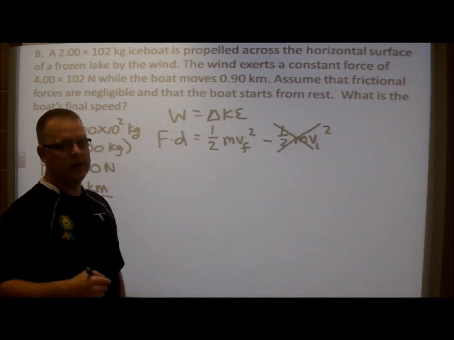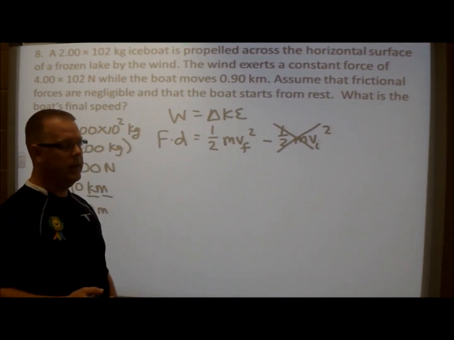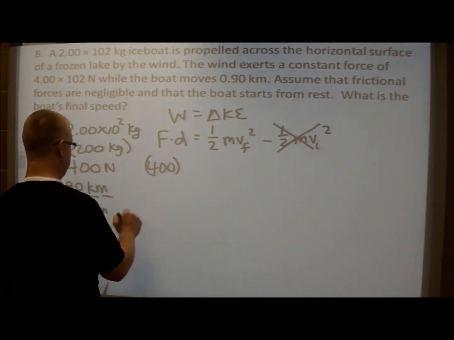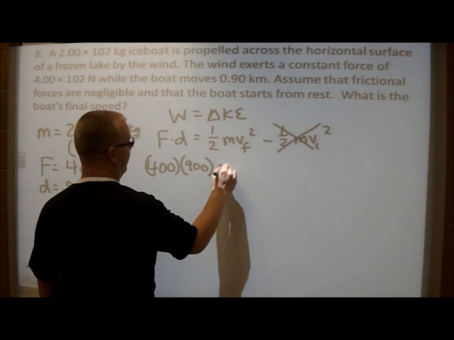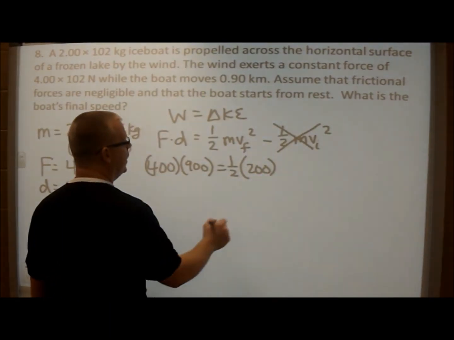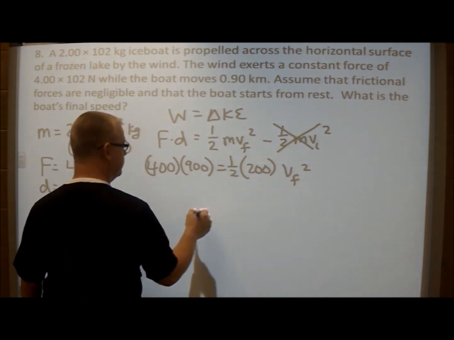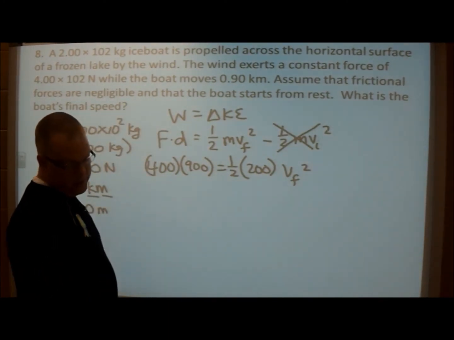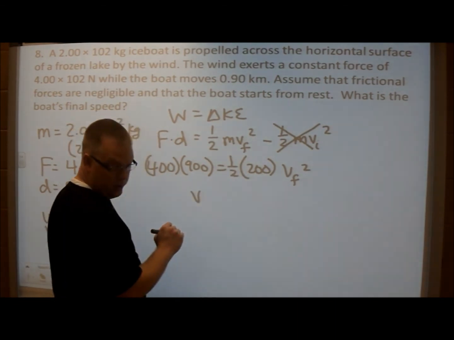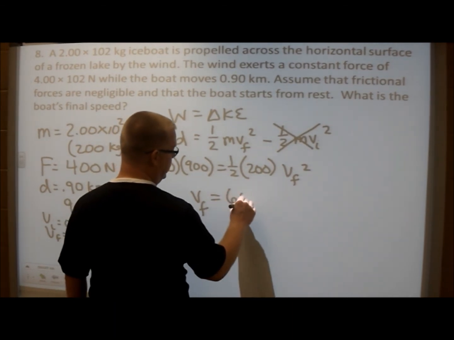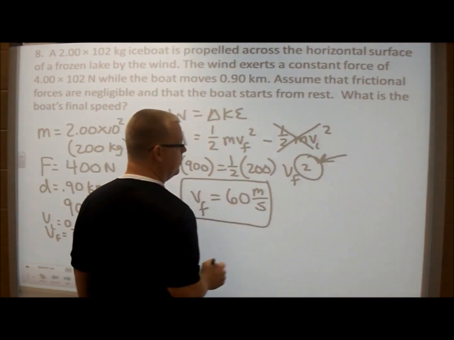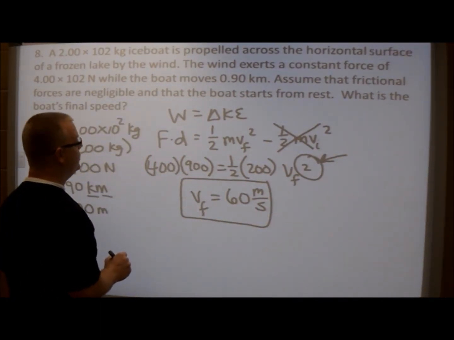Don't get into the habit of just crossing that out right away, because that's not always going to be the case. So my force was 400, my distance was 900, the mass was 200, and of course I'm trying to find the final velocity. And when we get all these going, multiply and divide, and don't forget we're going to take the square root. My final velocity is going to be 60 meters per second. Here is one part that a lot of people miss: you have to take the square root of the answer that you're looking for.